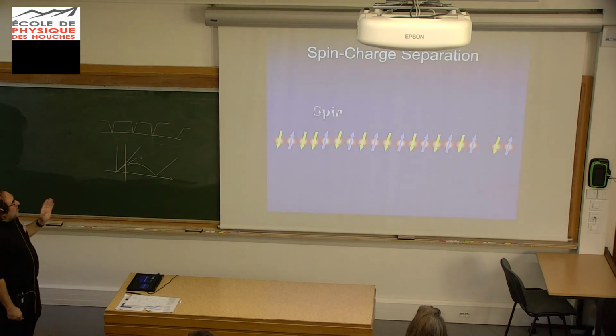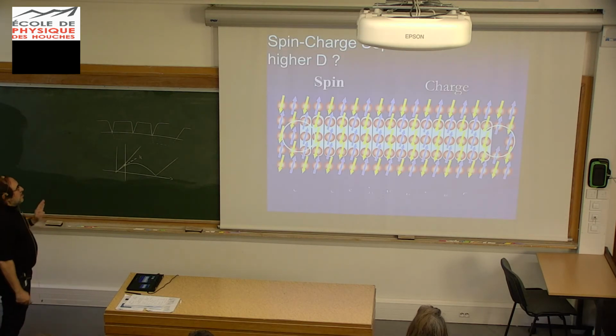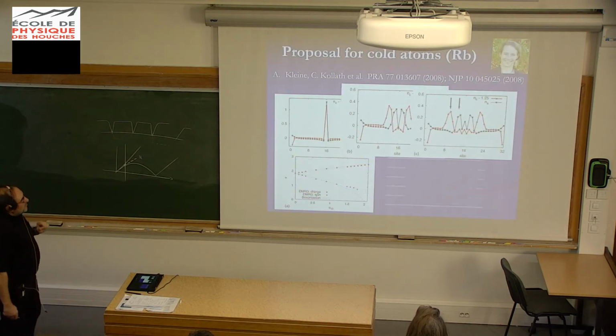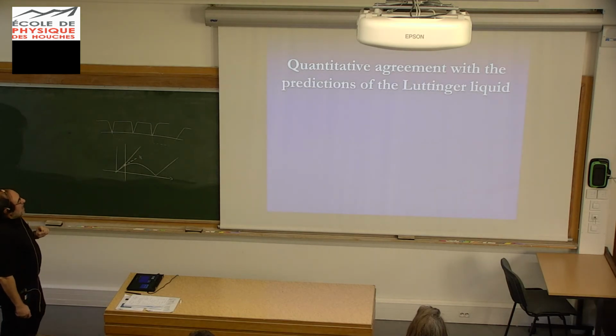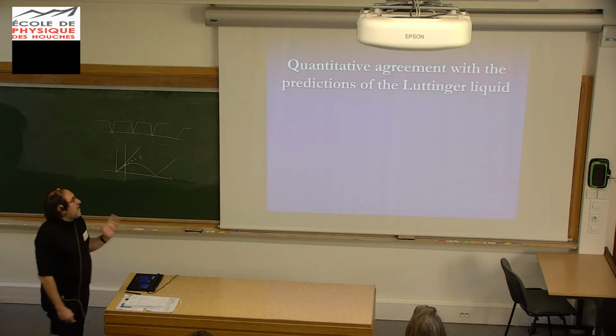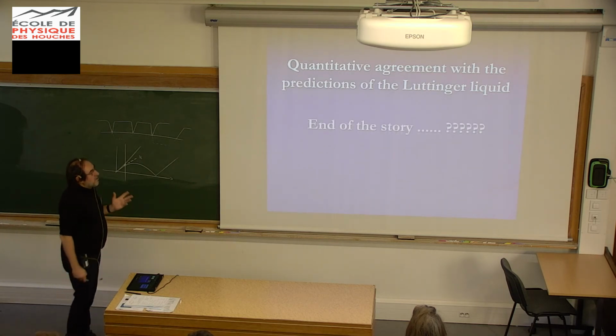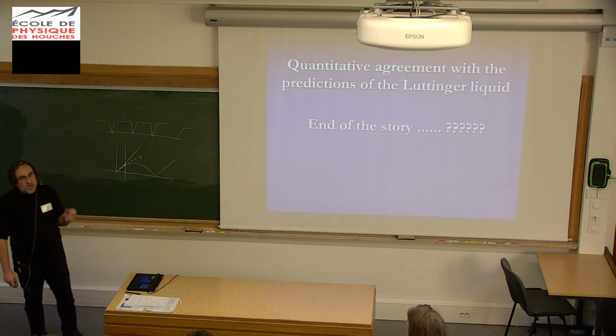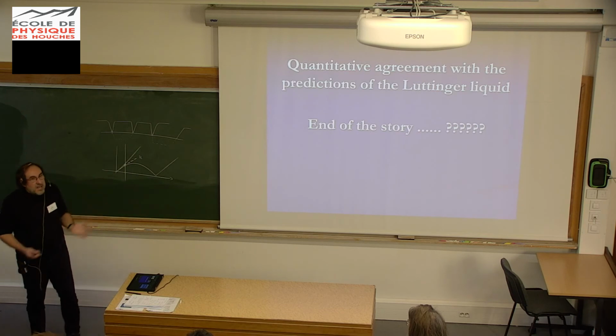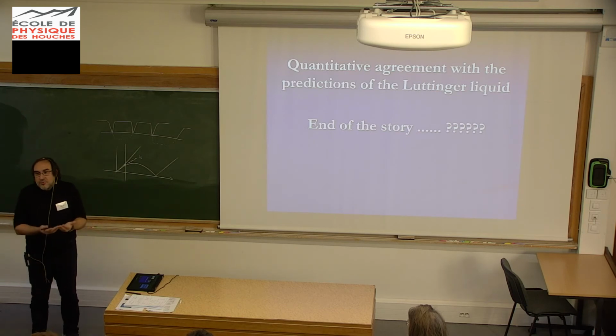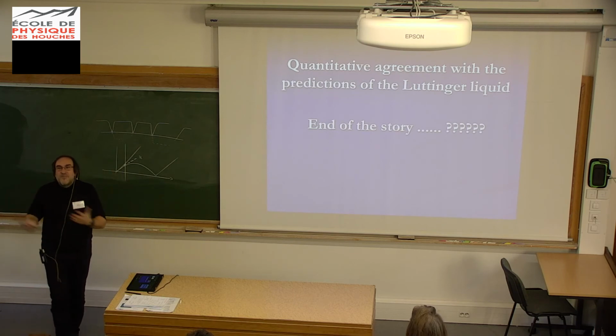These are things called atoms, so this is called spin-charge separation, but I won't have time to discuss this. And so now one is at the stage where you get quantitative agreement with the prediction of the Luttinger liquid. So one question one should ask in that case is, is it the end of the story? I mean, that's it, finished, work on something else?